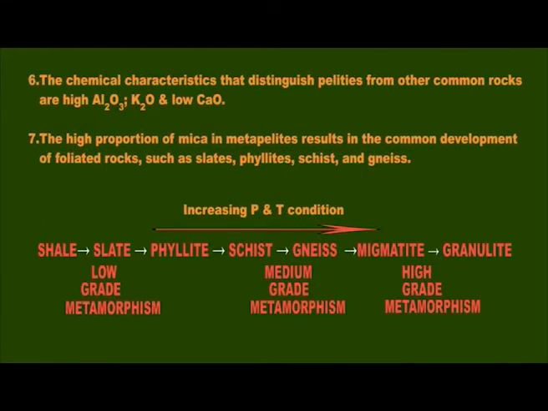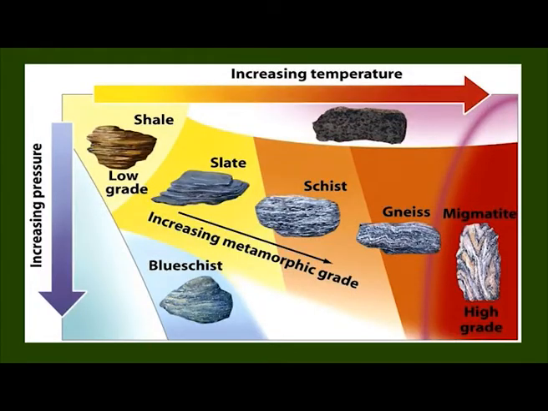Sixth, the chemical characteristics that distinguish pelites from other common rocks are high Al2O3, K2O, and low CaO. Seventh, the high proportion of mica in metapelites results in the common development of foliated rocks such as slate, phyllite, schist, and gneisses. With increasing pressure and temperature, slate gives rise to phyllite, schist, gneiss, migmatites, and granulites: low, medium, and high grade metamorphism.